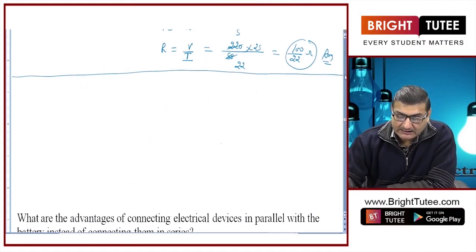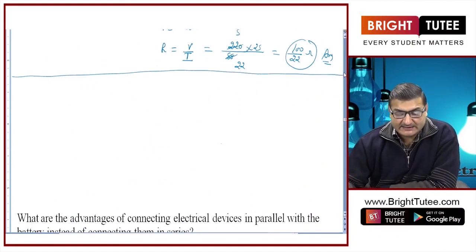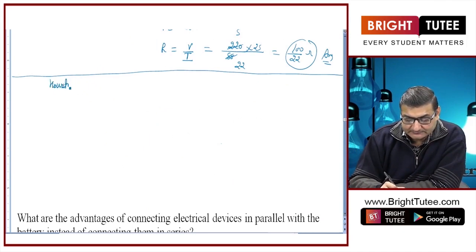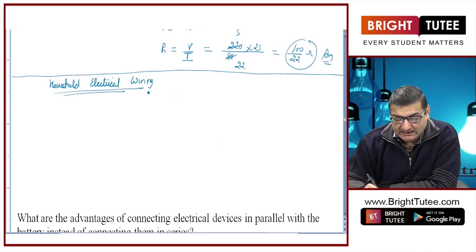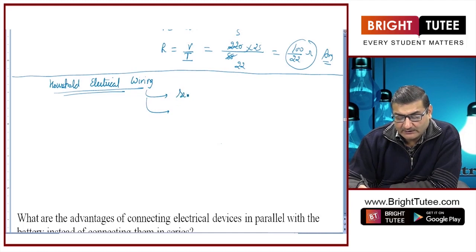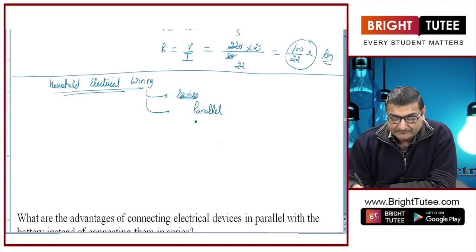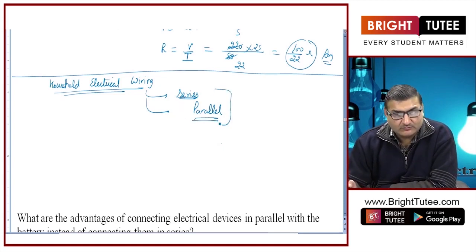Now we come to our next topic, and this next topic says that when we talk about household electric wiring, there are two types of combinations, as we know, that can be done. One is the series combination and another is the parallel combination that can be done for our household electric wiring, right. Now, what to do out of these two?